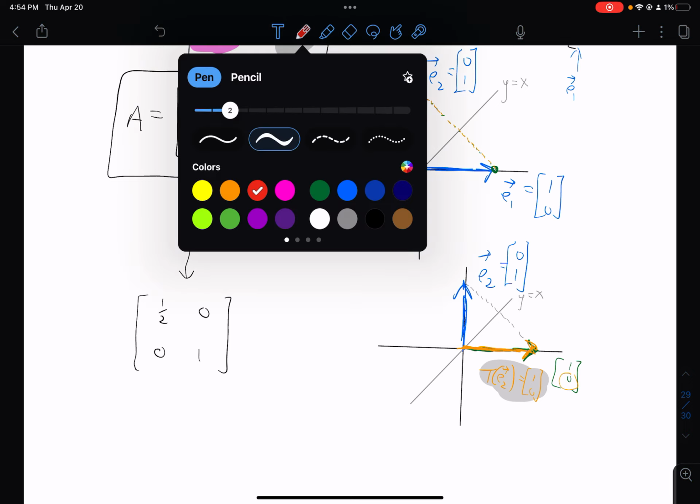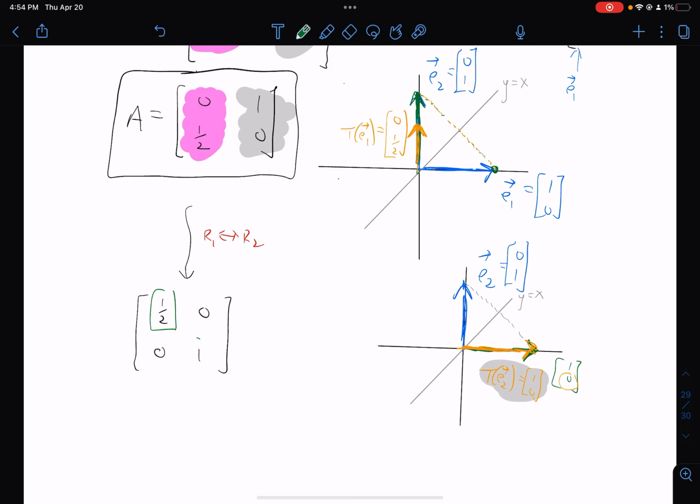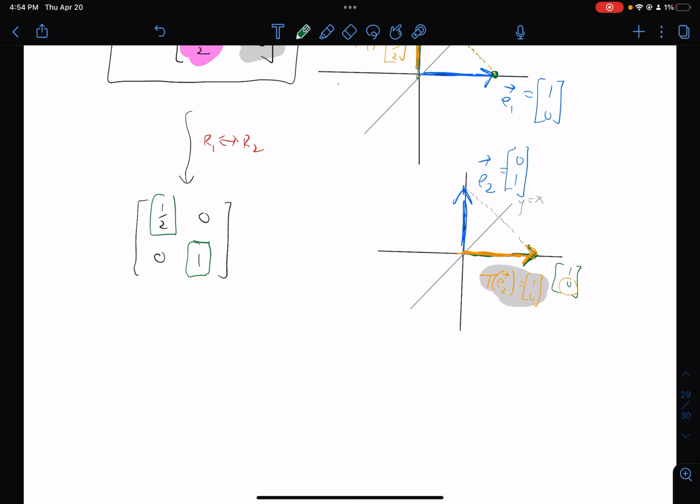Now I can see the pivots. There's a pivot here and a pivot here. So we have a pivot in each row. And when I have a pivot in each row, it means my transformation is onto. Also, I have a pivot in each column, coincidentally here. And when that happens, that means the transformation is 1 to 1. So this is both onto and 1 to 1. That's my answer.